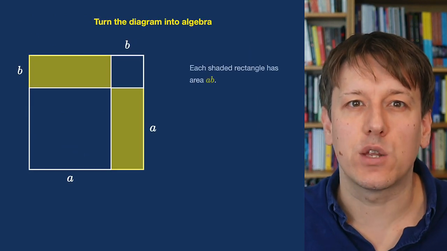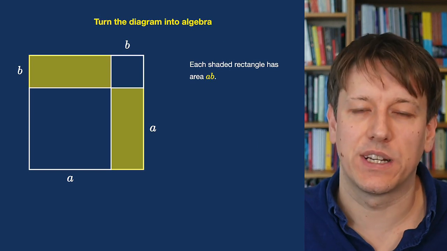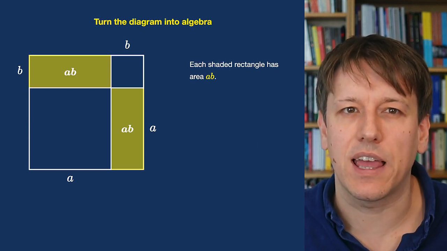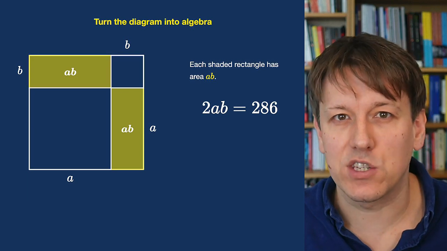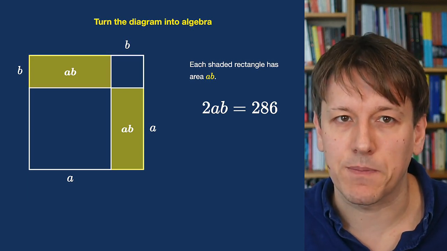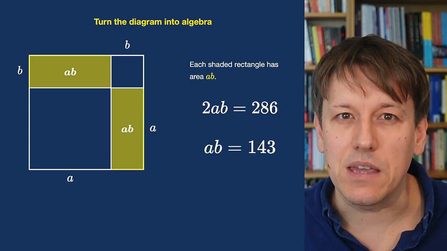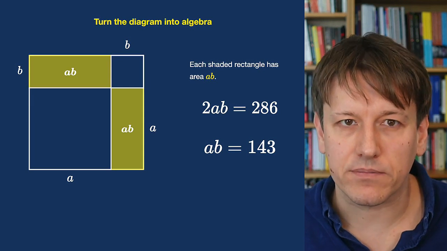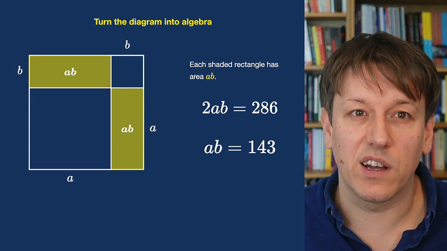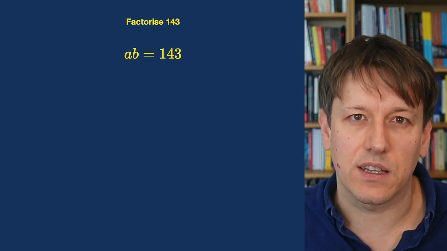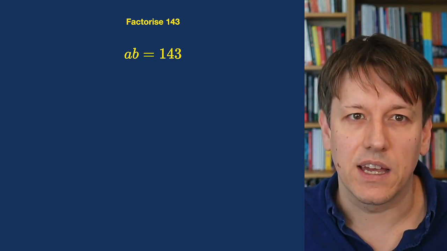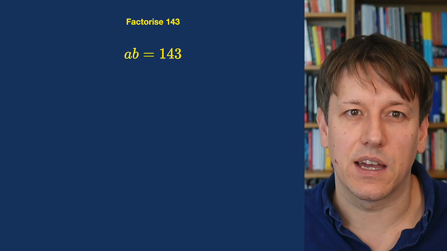So, each shaded region is an A by B rectangle, so each one has area A times B, which we write as AB. That means that the total shaded area is 2AB, so we have the equation 2AB equals 286. Dividing by 2 gives AB equals 143. And in number problems, where the answers are whole numbers, finding the prime factorization of this key number 143 is going to be a key step.